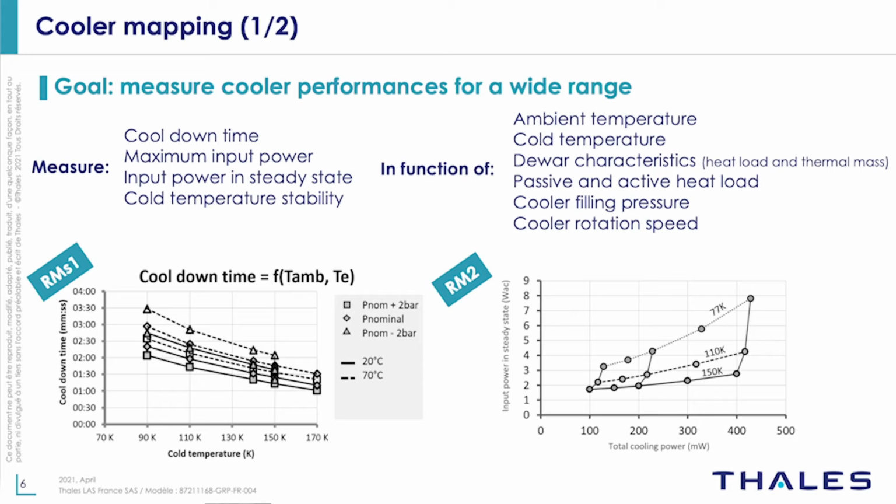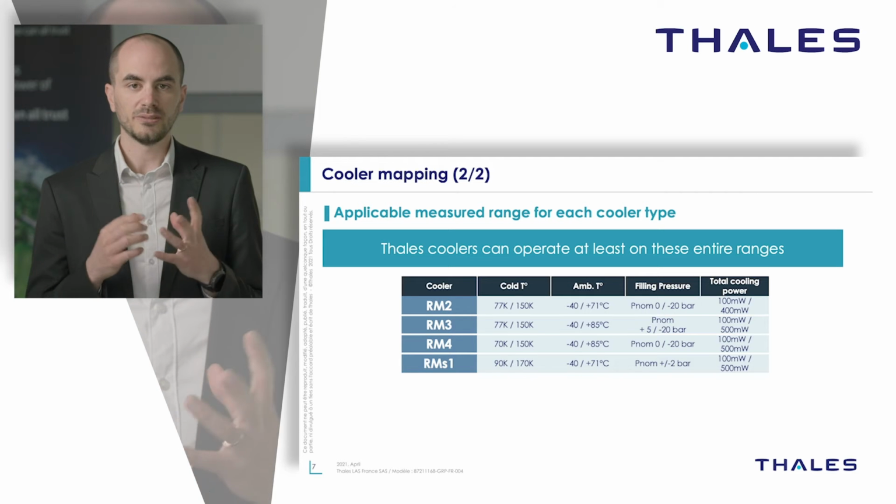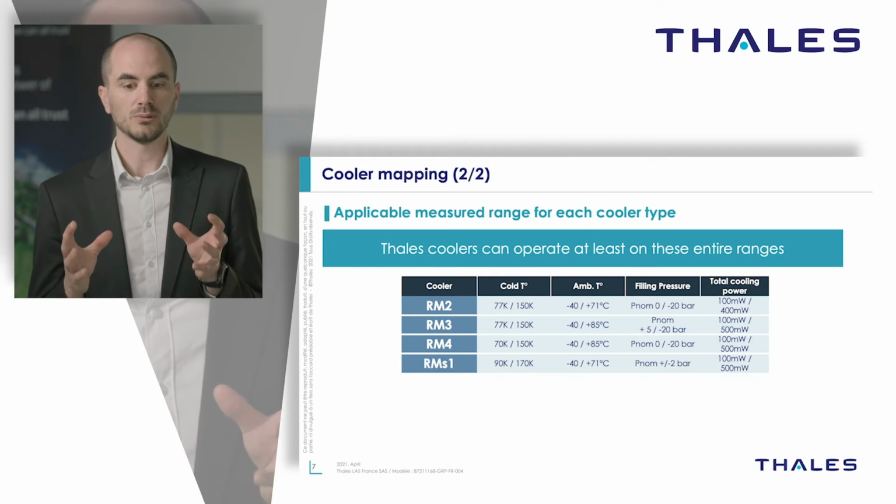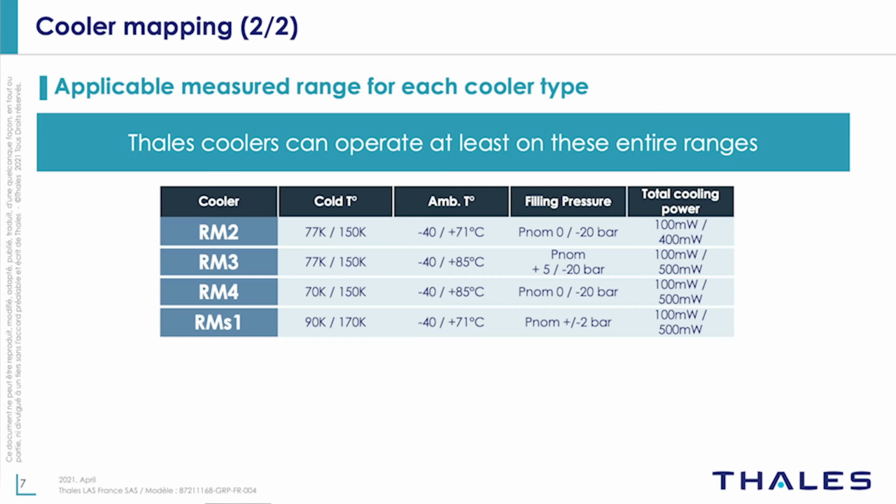You have here two examples for the RM1 and the RM2. On the left side, you have the impact of the ambient temperature and the cold temperature on the cooldown time. On the right side, you have the impact of the cold temperature and the ambient temperature on the input power. At the end, you can see a full mapping, and we can define a range for each cooler where we are sure that the cooler is able to run. You can see here the range for each of our legacy products where we define that the cooler is able to run. For instance, for the RM4, the cooler is able to run between 70K and 150K. For all these parameters, we define an applicable range.